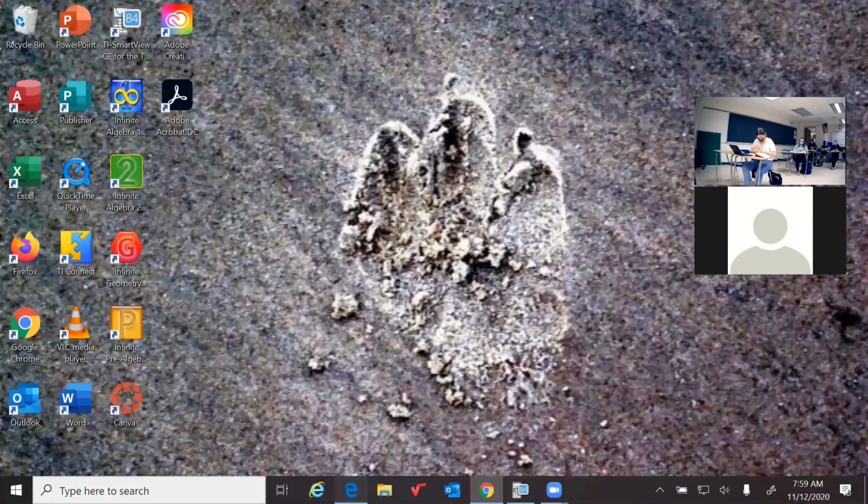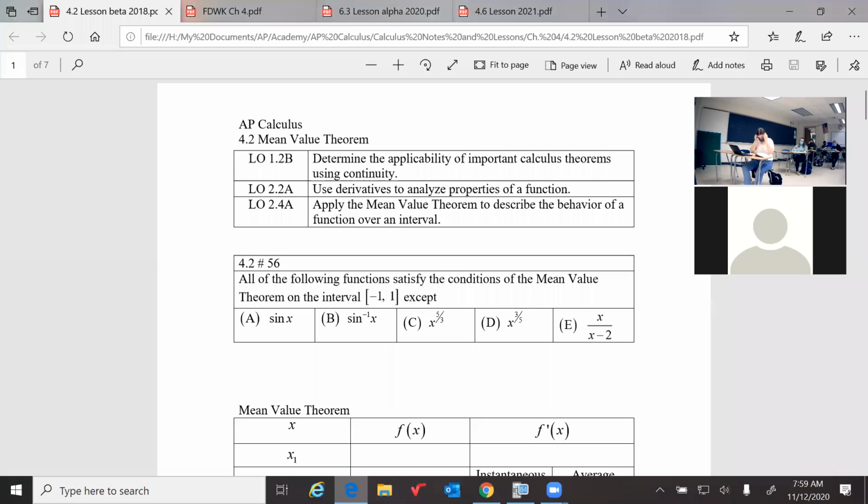And this is the 4-2 beta lesson, okay? And here's a question from the end, right? This is a different question on the alpha lesson, and it says this. All of the following satisfy the conditions of the mean value theorem on this interval, -1 to 1, except for one of these. We talked about this.